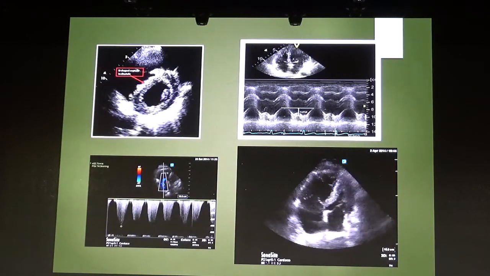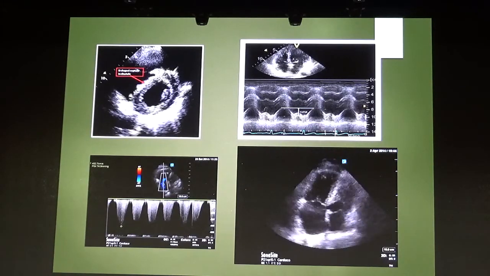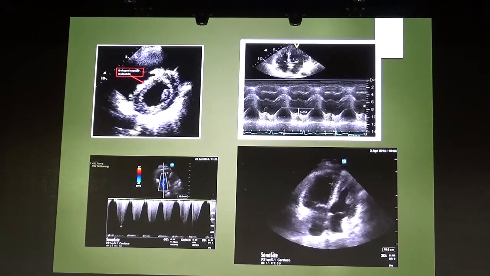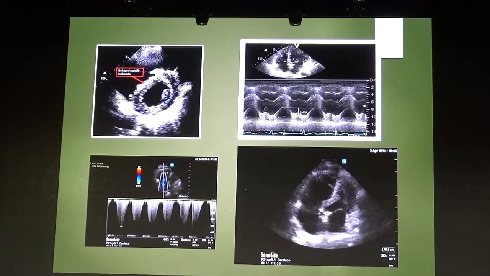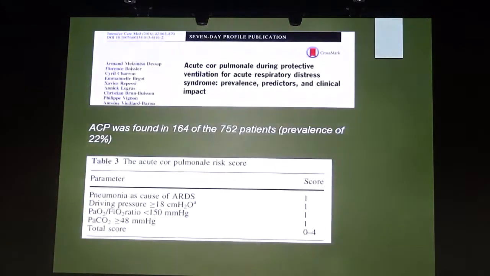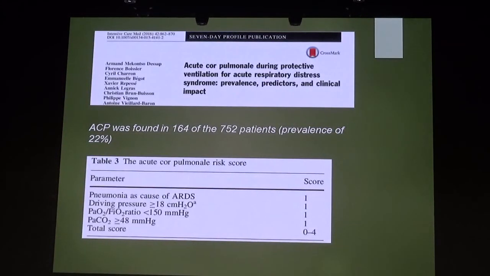You can see the video where the severe failure of the right ventricle has already happened, and this is associated with a quite higher mortality. So I would just like to show you this multicentric study that was performed in many ICUs in France, where they found acute right ventricle failure in 22% of patients with ARDS.